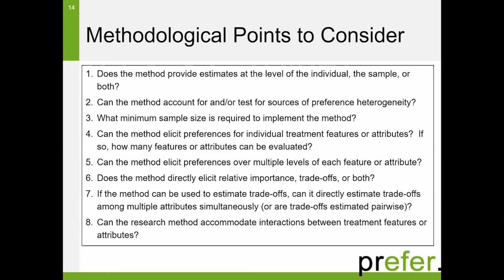Seventh, some methods, like the DCE, directly elicit trade-offs among multiple attributes simultaneously. And that's one of the big advantages of a discrete choice experiment.